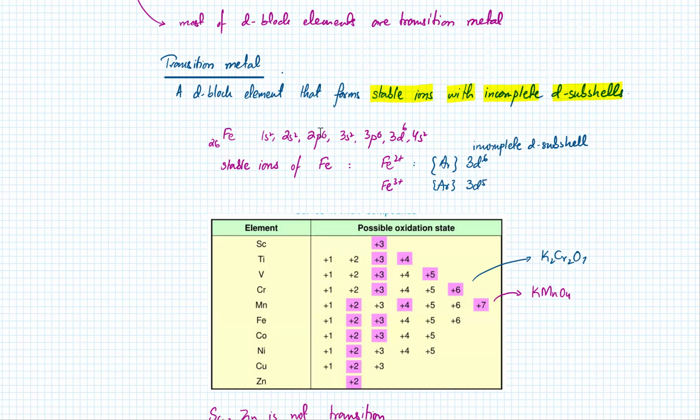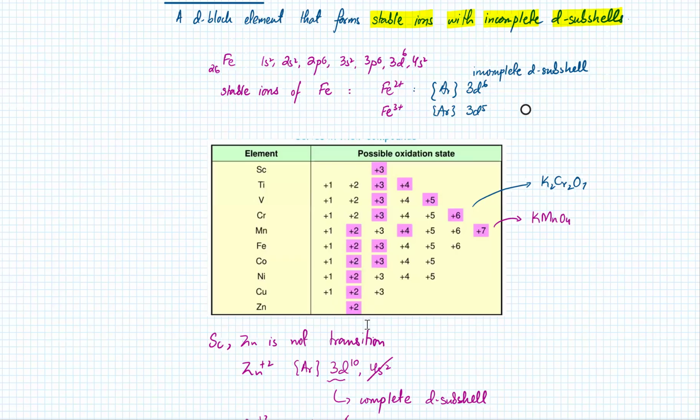So for example, if Fe forms a stable ion, which is Fe2+ or Fe3+, then its electronic configuration ends at 3d6. So it's got an incomplete d subshell. So that means Fe can be classified as a transition metal by definition. So Fe is a transition metal. These are all the common oxidation states of most of the period four transition metals.